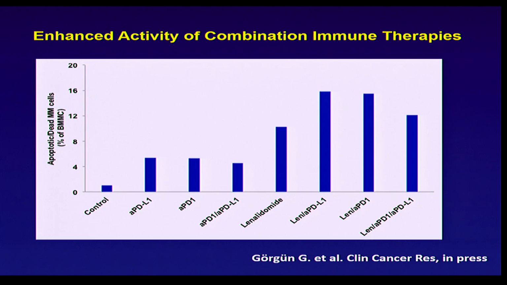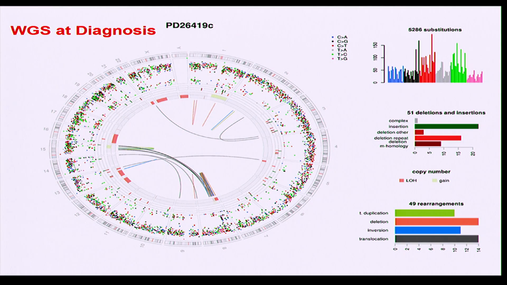This is killing of autologous myeloma cells by autologous effectors with checkpoints, PD-1 and PD-L1, with lenalidomide and checkpoint inhibitor. So combination immune approaches predicated upon preclinical science. Some of you may know that there's very early exciting data that was presented at ASH for this combination, even in lenalidomide resistance. And the final science that I want to mention is just a bit about genomics.